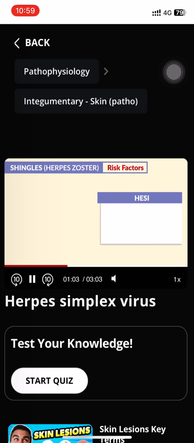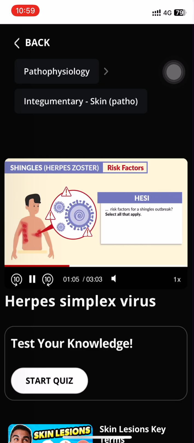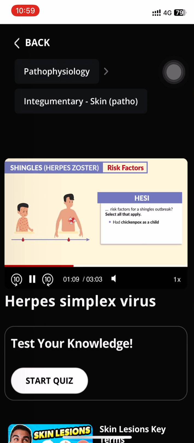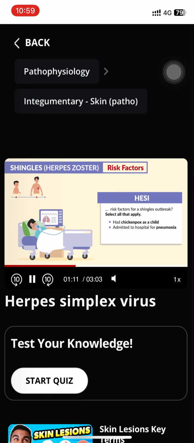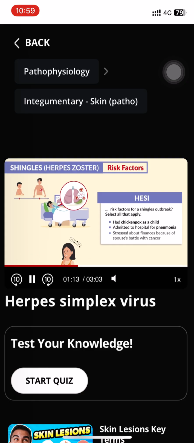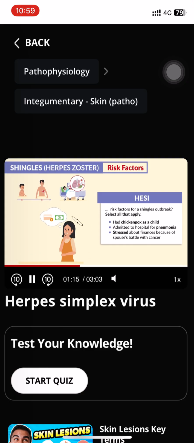Now, the HESI mentions risk factors for shingle outbreak. Select all that apply. So a client who's had the chickenpox as a child, admitted to the hospital for pneumonia, or even a client who's stressed about finances because the spouse is battling with cancer. Yes, all are risk factors.